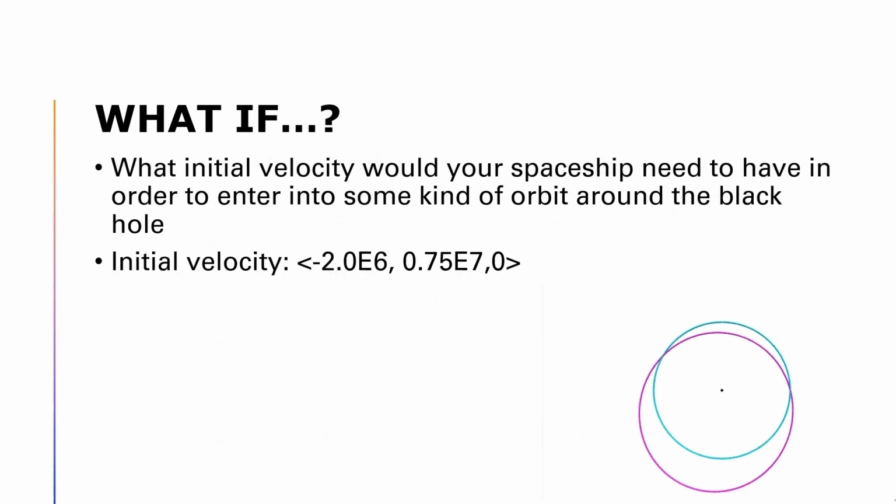The "what if" statement is asking, what would our initial velocity need to be if our spaceship had to have an orbit around the black hole instead of just going near it? And based on our calculations and guess and check method again, we found out that the initial velocity had to be -2 times 10 to the 6 and 0.75 times 10 to the 7th.